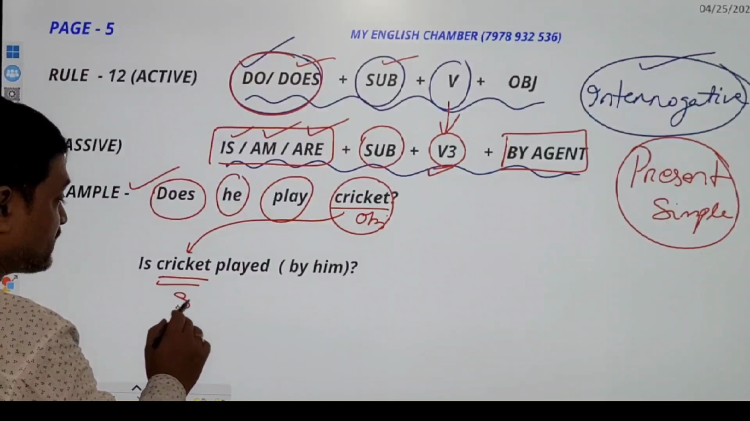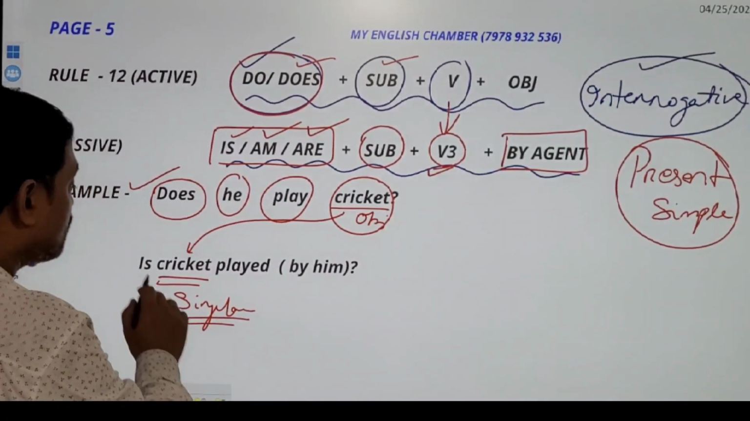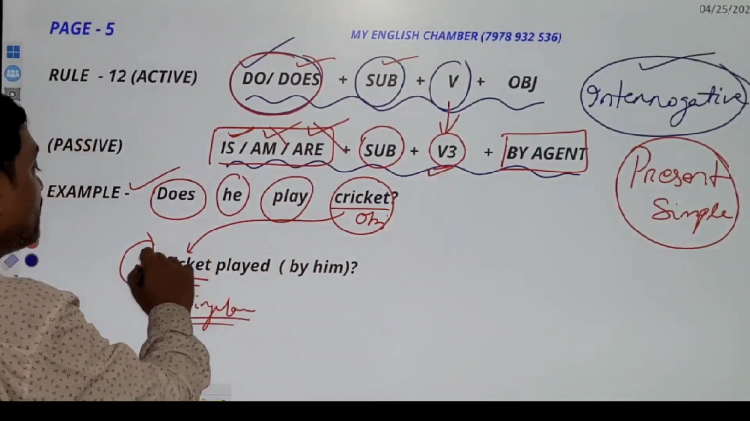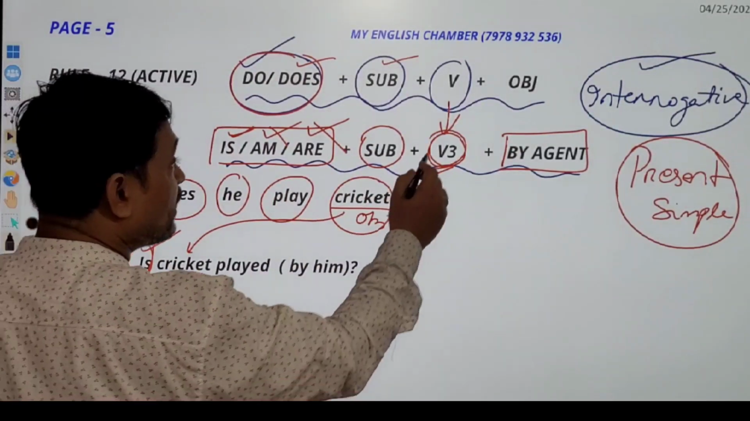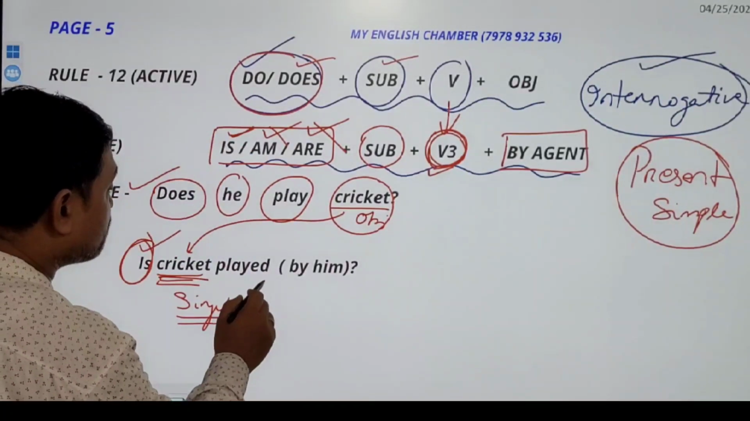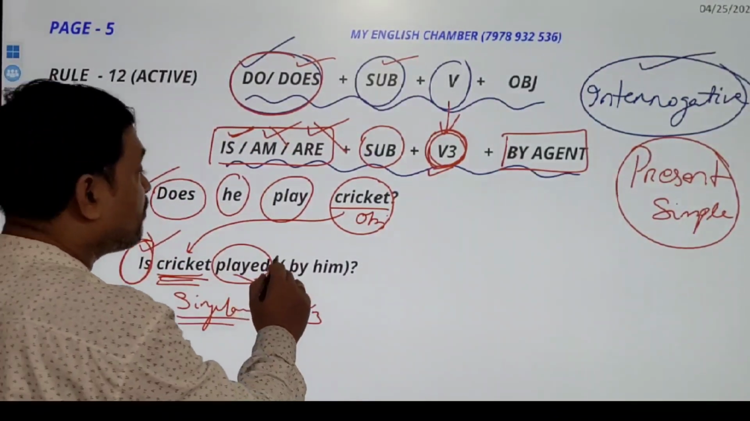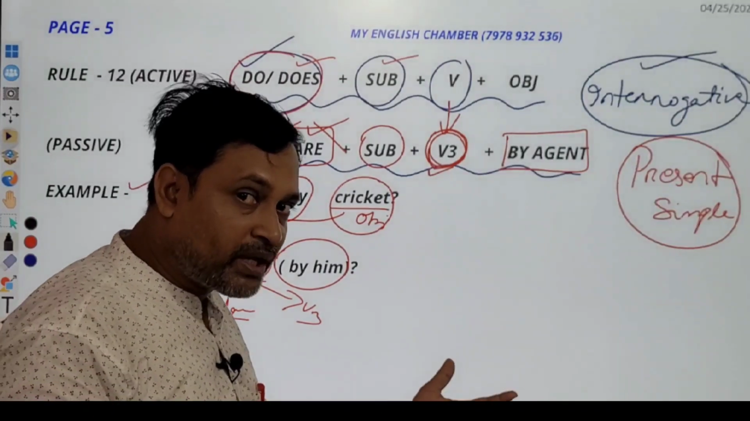Okay. Cricket is singular, dear students. So is will be placed, not am, not are, is will be placed. So the answer will be is cricket. Then V3, that means the past participle form of the verb. That means play, played, played. Here played is called V3. By him, not essential. So the answer will be is cricket played.